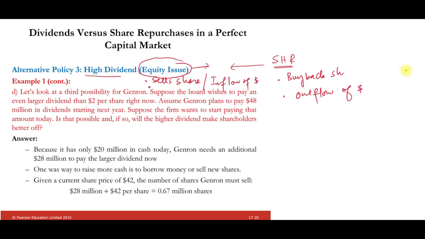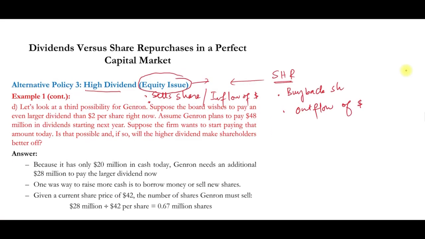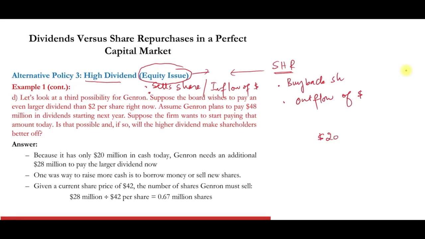money, okay? So next, the company actually wants to pay high dividends. Previously the company had $20 million, so the company wanted to distribute only this much cash, but now the company wants to surprise everyone and pay a higher dividend. So how can a company do that, and what is the effect of that on the share price? So let's look at the third possibility. Suppose the board wishes to pay an even larger dividend, larger than $2 per share, right now. So it's not a future dividend, the company wants to pay it now.